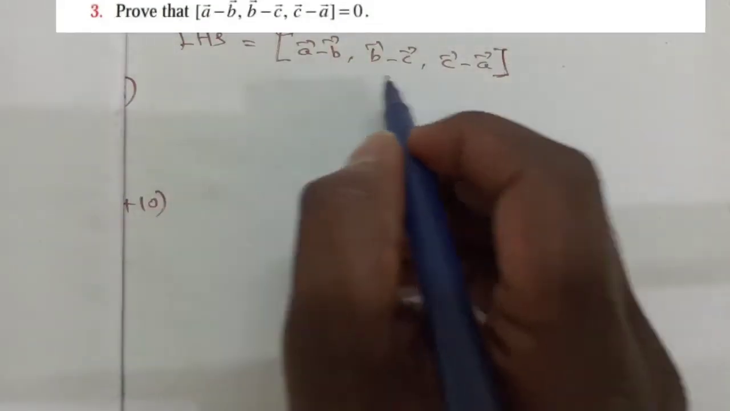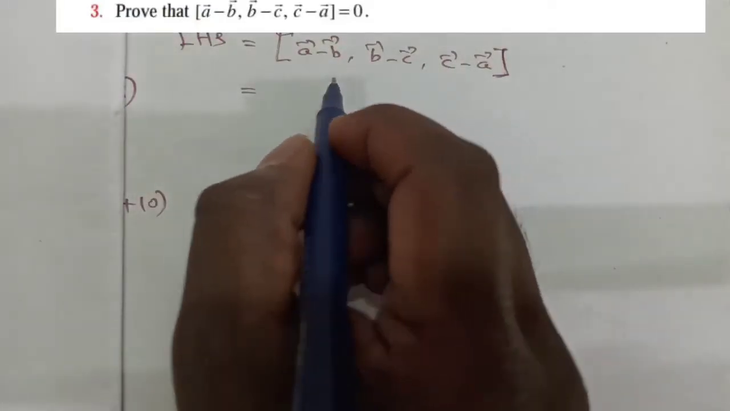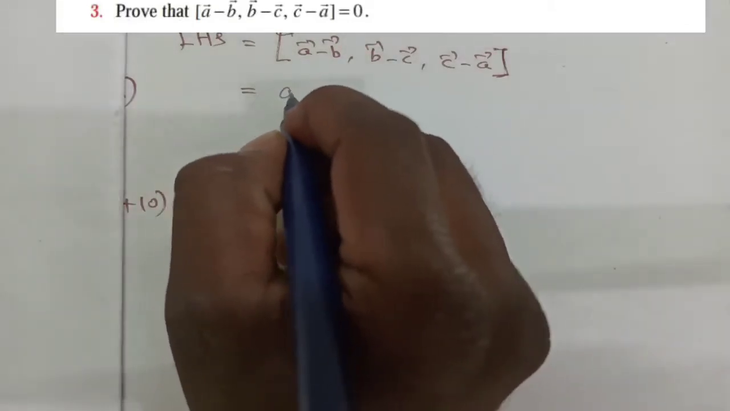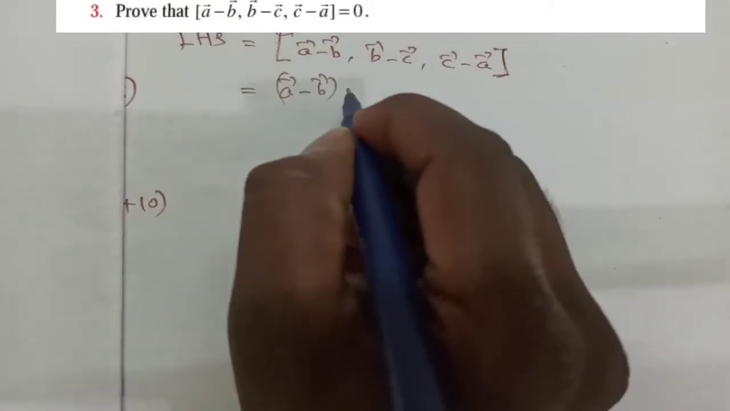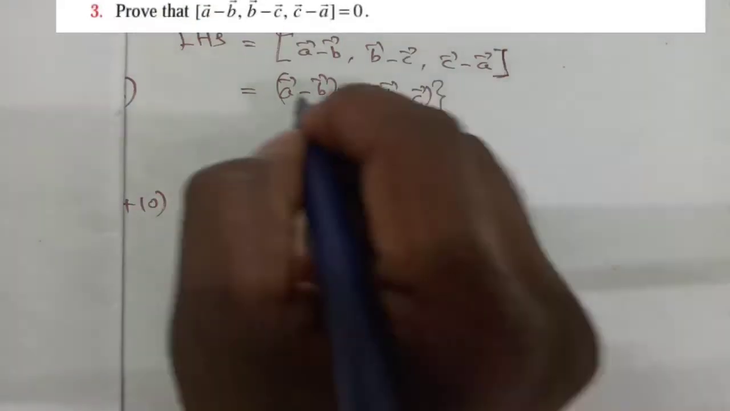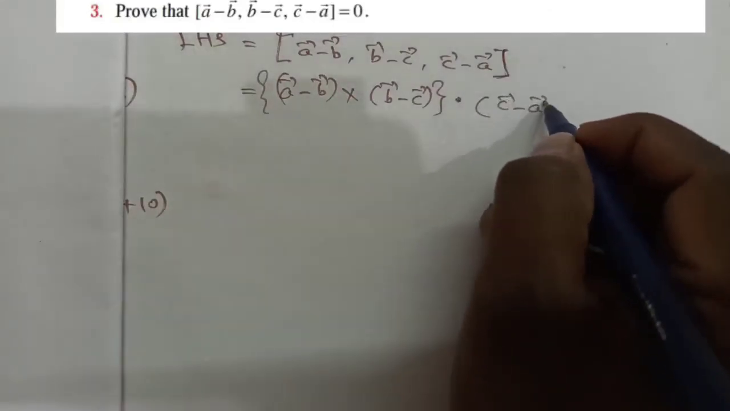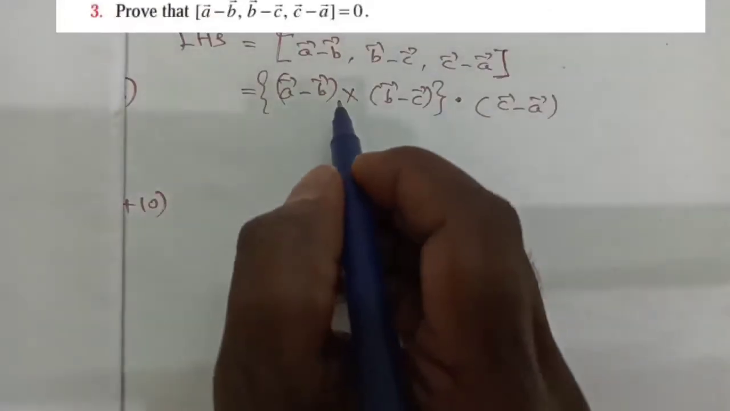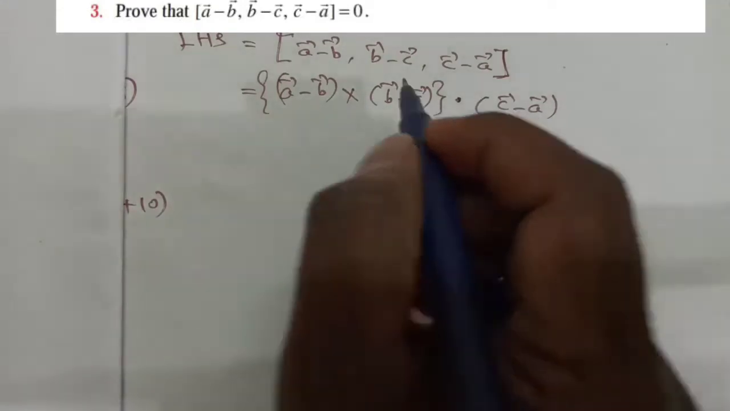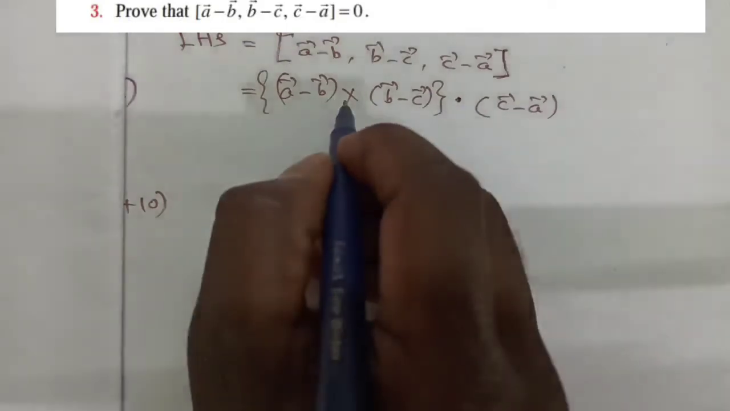We know that this is the scalar triple product. Scalar triple product means it should have one cross product and one dot product. So (a vector minus b vector) cross (b vector minus c vector), dot the last vector, c vector minus a vector. Box product means scalar triple product, which should contain one dot product and one cross product.